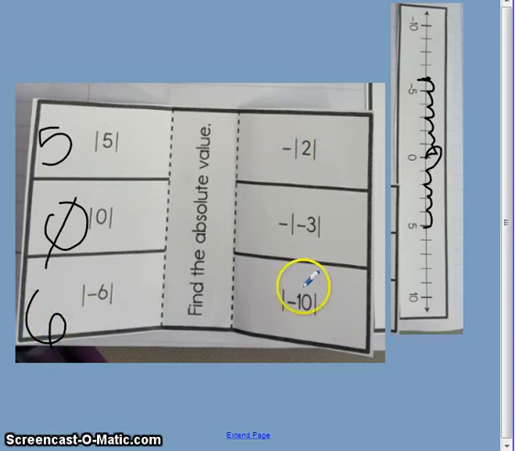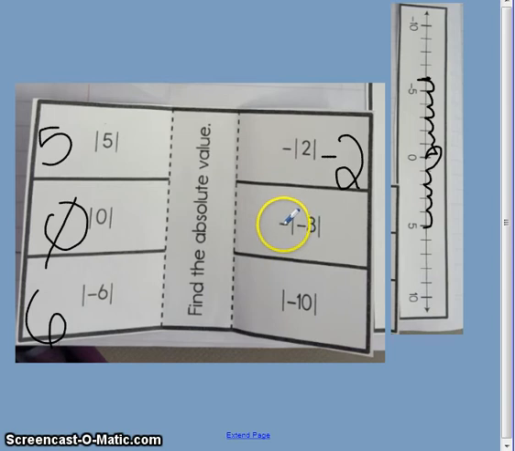Now here I have 3 examples of some interesting ones. This negative is on the outside of the absolute value, so really all this is saying is what's the absolute value of 2, which is 2. But the negative is on the outside, so we just rewrite it because there's nothing going on with the negative. It's on the outside of the absolute value.